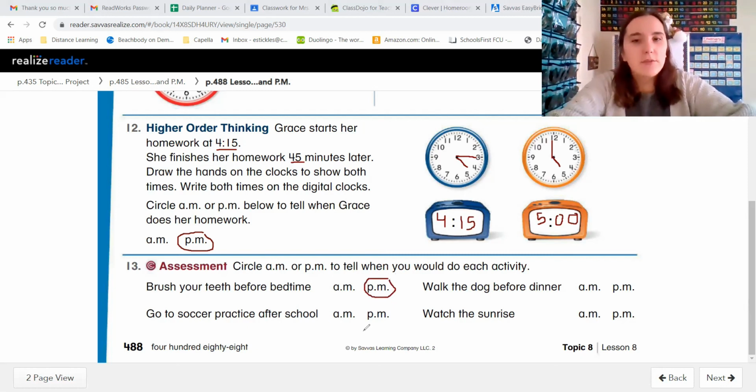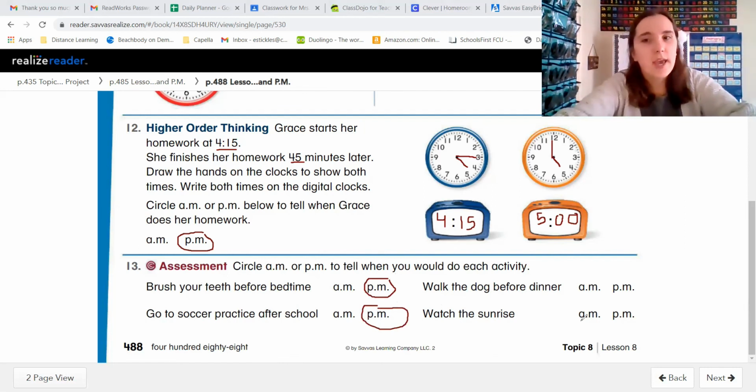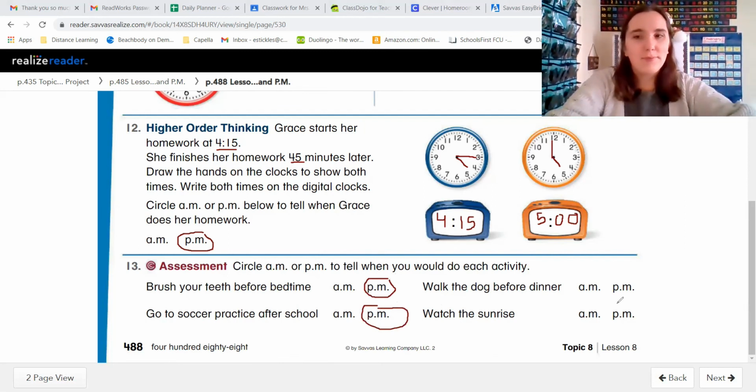Go to soccer practice after school. AM or PM? Well, if it's after school, that's definitely afternoon, so that would be PM as well. Walk the dog before dinner, AM or PM? Well, dinner's in the PM, so that means it's PM. And last one, watch the sunrise. Would that be in the AM or the PM? That would be AM. That'd be very early in the morning.